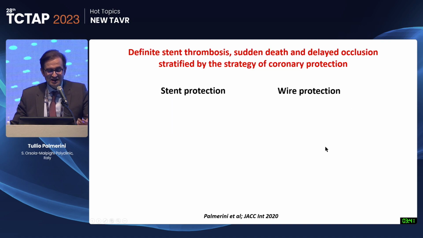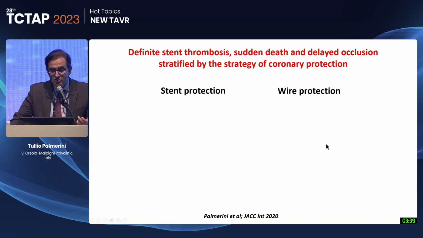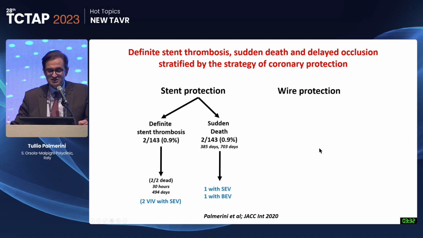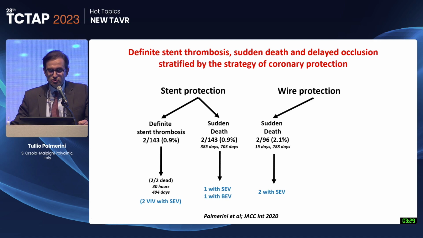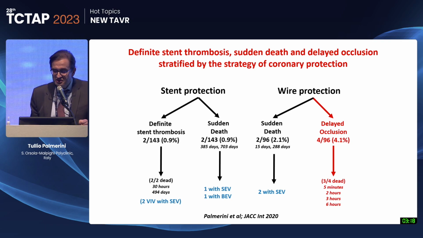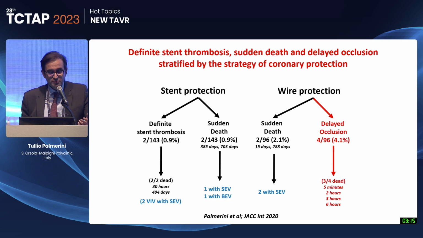So let's analyze the outcome, stratifying patients according to the strategy of protection. Stent protection, we had 2 cases of stent thrombosis, 2 cases of sudden death. Wire protection, we had 2 cases of sudden death, and surprisingly 4 cases of delayed coronary occlusion, which is a 4.1% rate. So in these cases, 3 patients out of 4 died, and delayed coronary occlusion occurred between 5 minutes and 6 hours. So what happened?